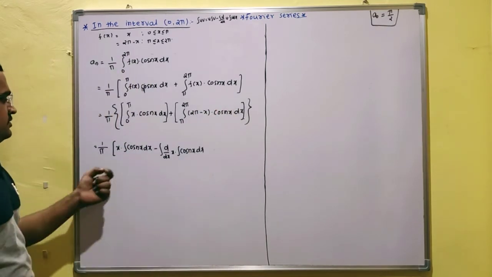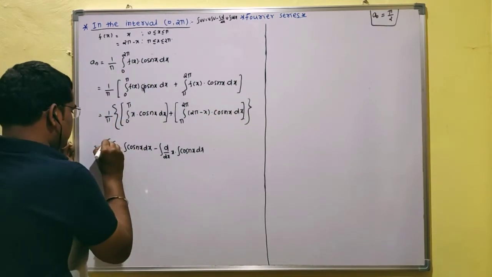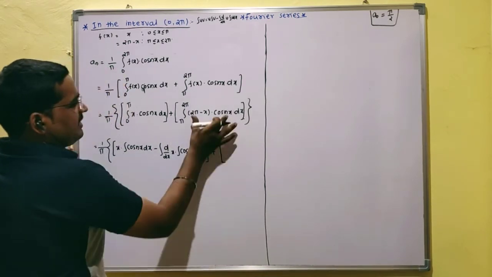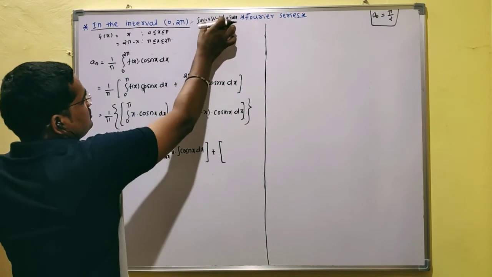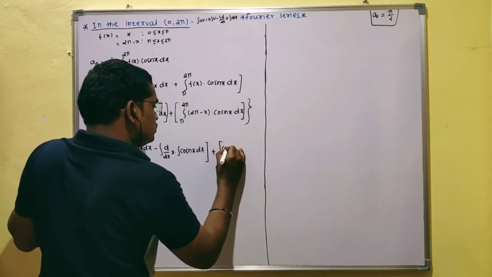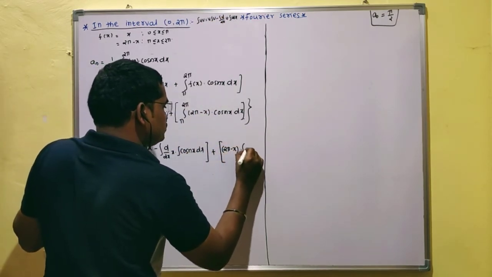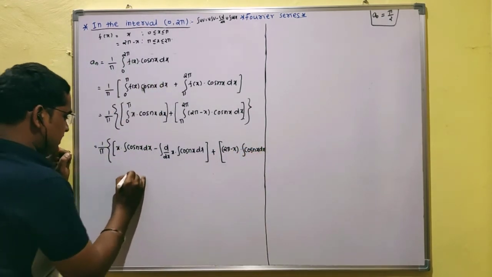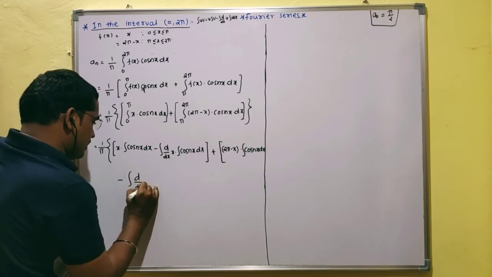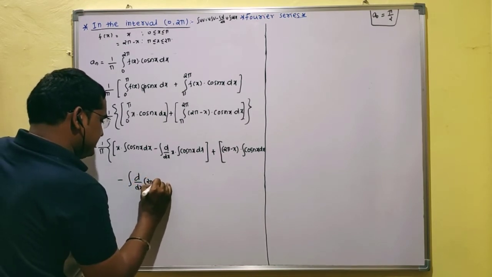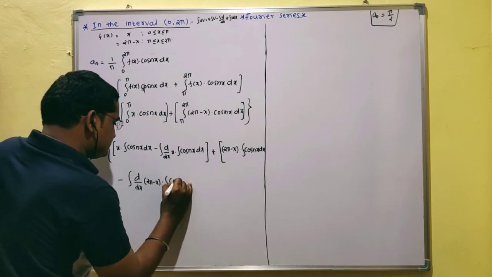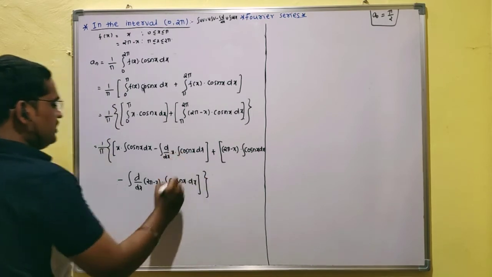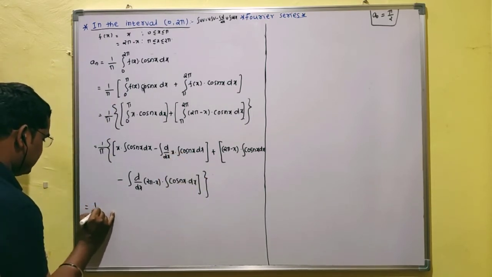Now this is our first bracket. For the second, plus, again apply this formula for finding this integration: 2π minus x into integration of cos nx dx, minus integration of d by dx of (2π minus x) into integration of cos nx dx. Okay, this bracket is complete and this curly is complete.